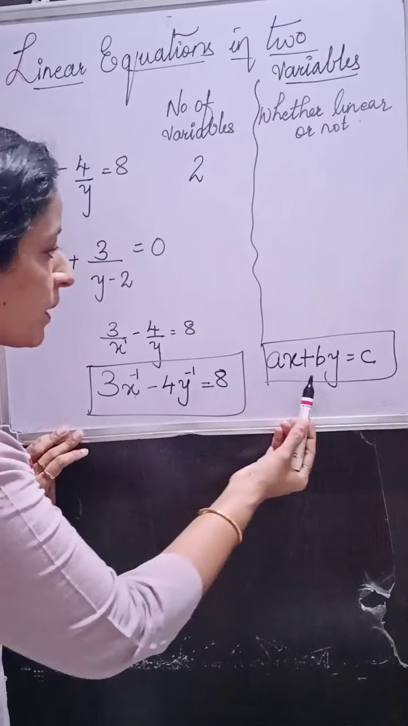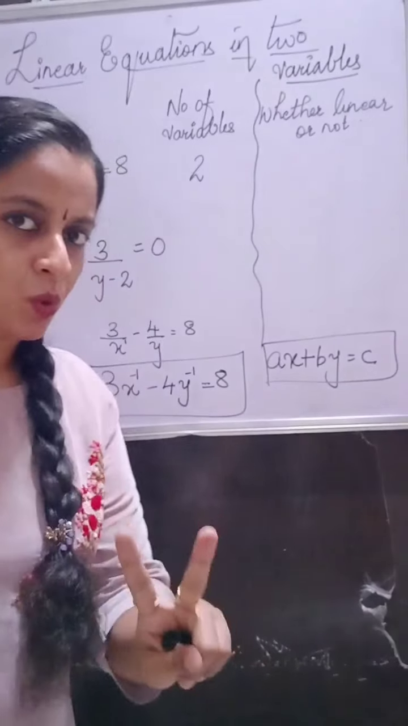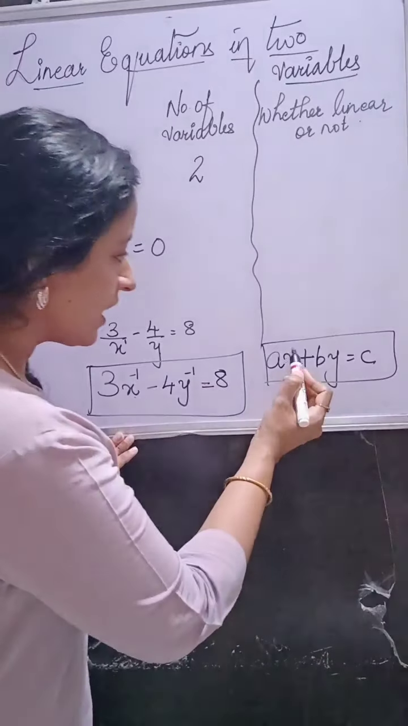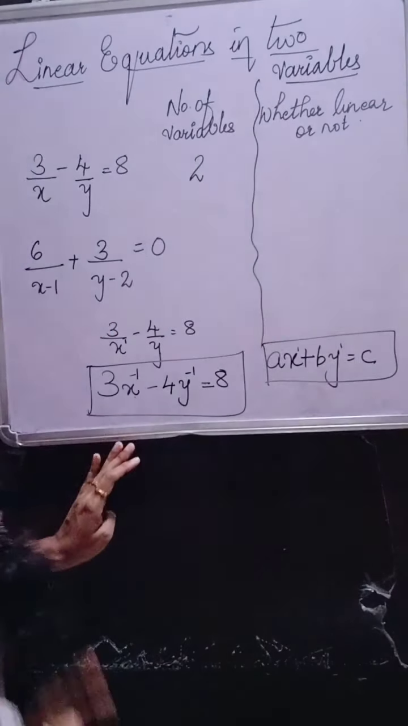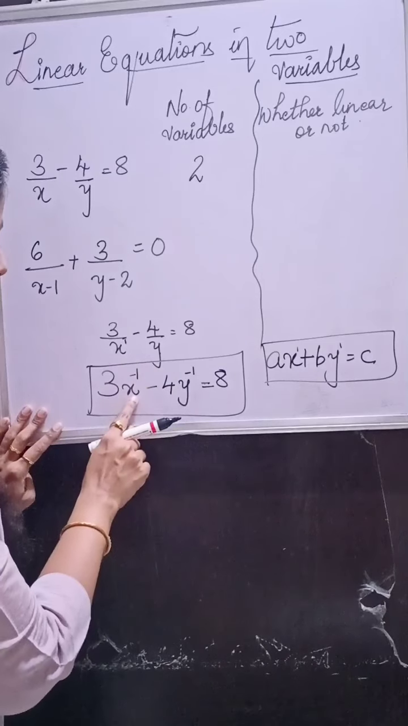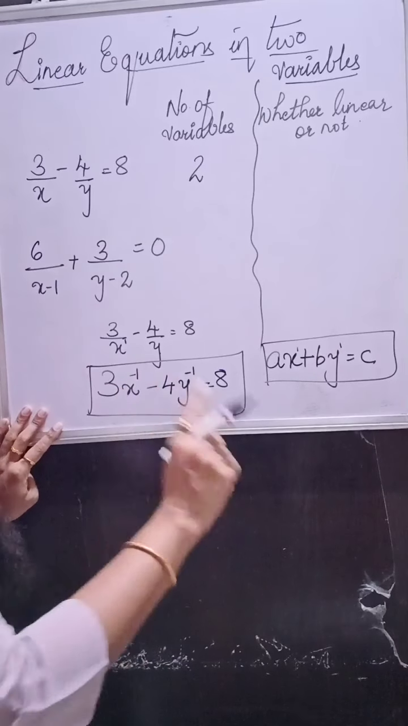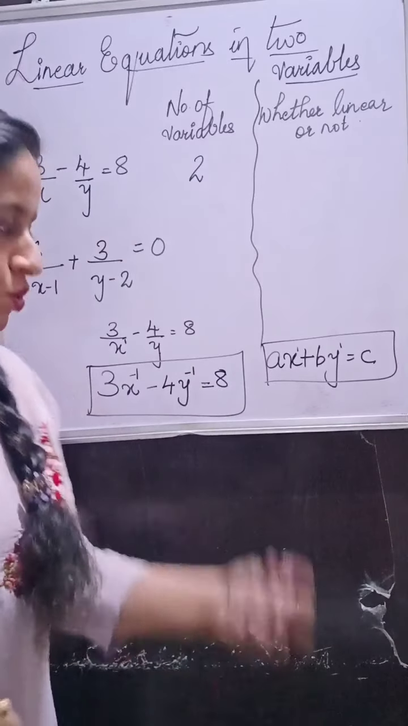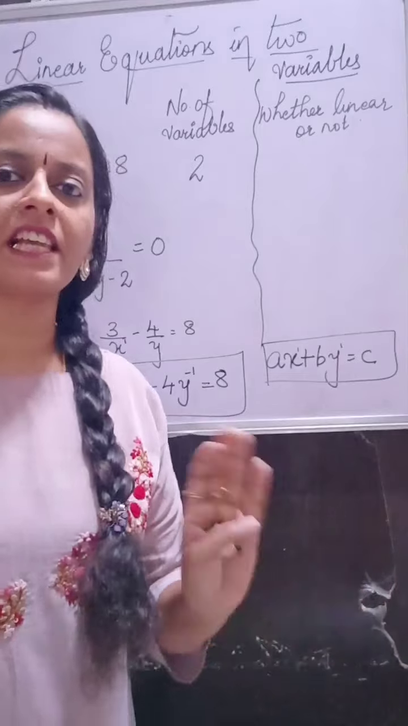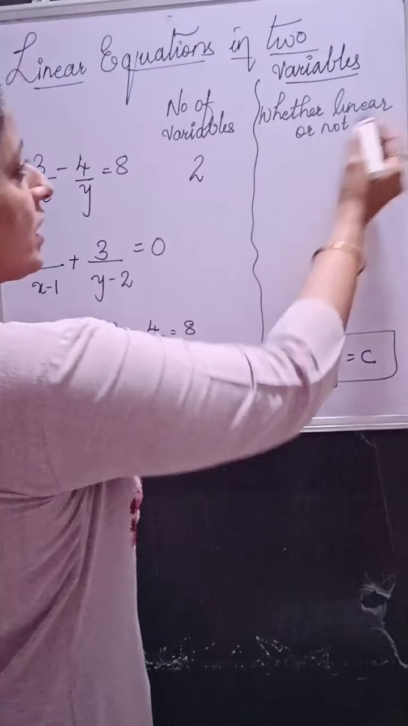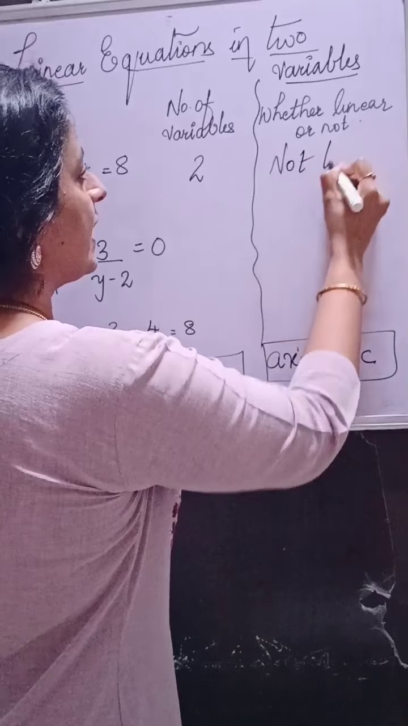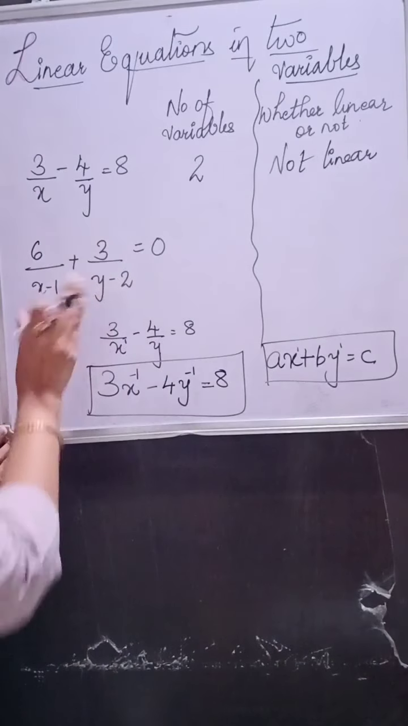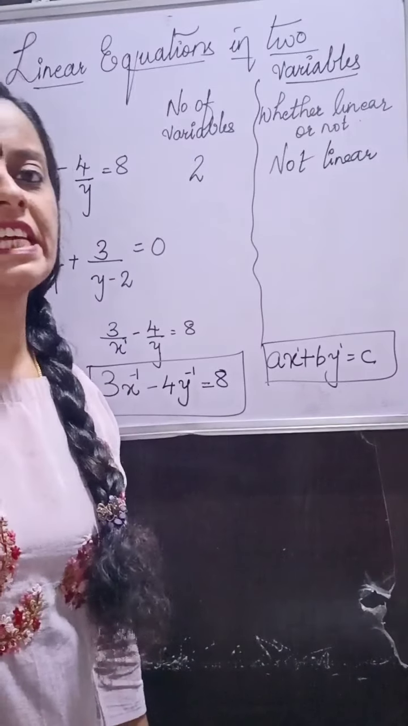The variables are 2, but is this equation a linear equation? In a linear equation, the degree or the power should be 1. Whereas here you can see x's power is minus 1, a negative number, and the second variable y's power is also minus 1. So this equation is not a linear equation in two variables. So whenever you see the variables coming in the denominator, it is not a linear equation.